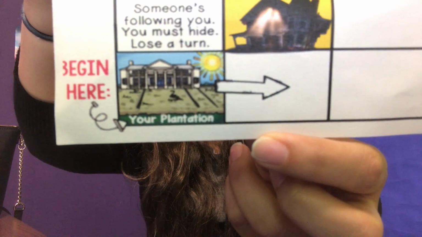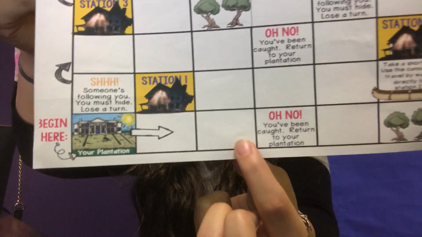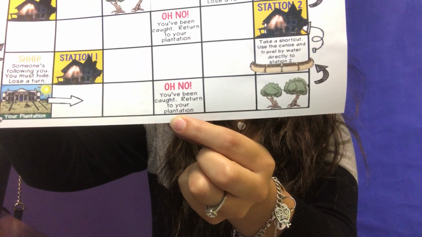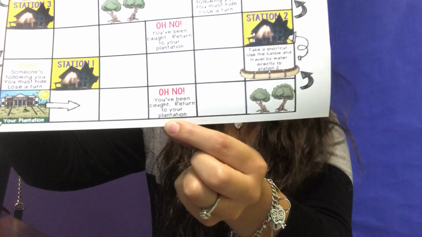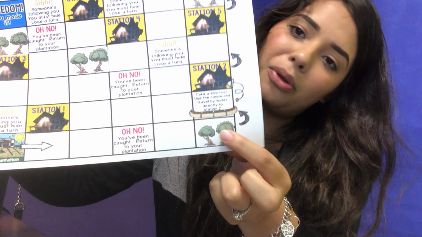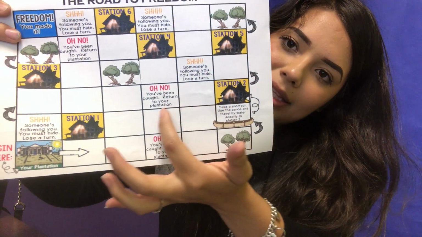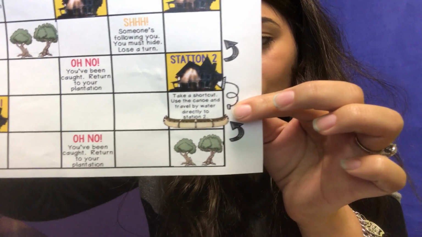Okay, so now let me show you the board. The board has 36 squares. It says begin here, and it even says your plantation right there. So you start this way. As you can see, there's a square that says, oh no, you've been caught. Return to your plantation. As you go, you have trees, and then there's an arrow that indicates that you're going this way now.